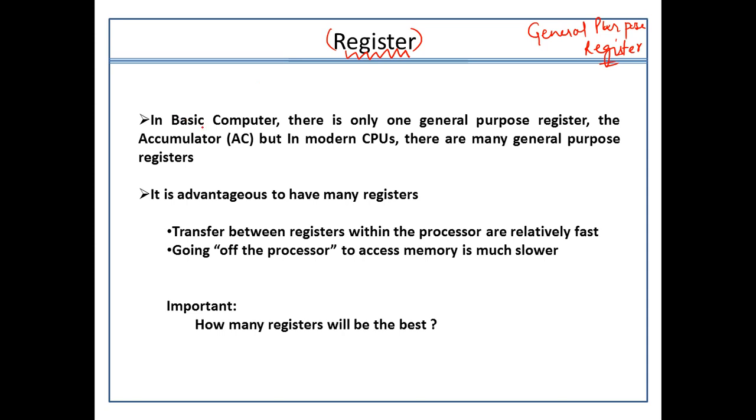If you remember, in the case of the basic computer, we were using a very simple configuration of 4096 cross 16, right? We were using one general purpose register, which I was also calling the processor register, because it was lying within the processor, within the CPU. That's why it is also called the processor register. My point here is that in the basic computer, there was only one such register, and I was naming it the accumulator.